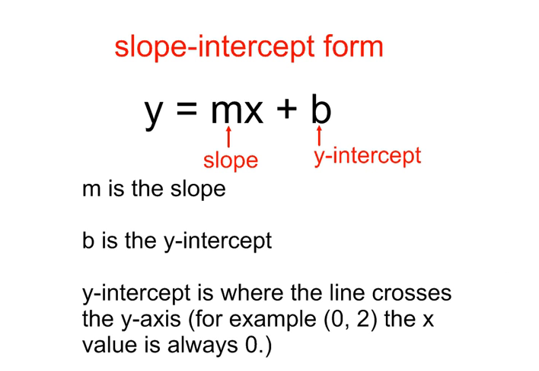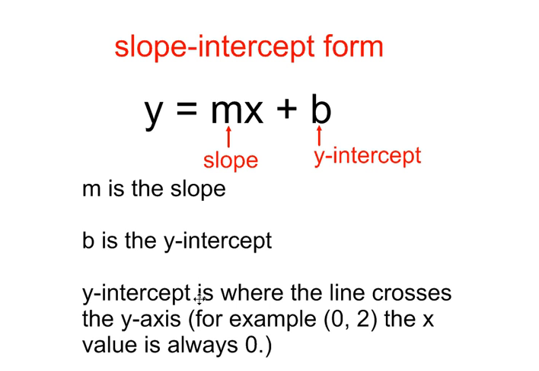In this video, we're going to talk about the slope-intercept form. Slope-intercept form is y equals mx plus b. The slope is your m, and your y-intercept is your b. And I have it listed here. M is the slope, b is the y-intercept.